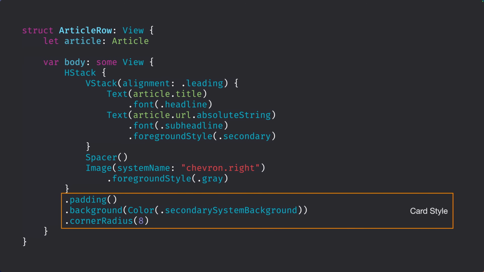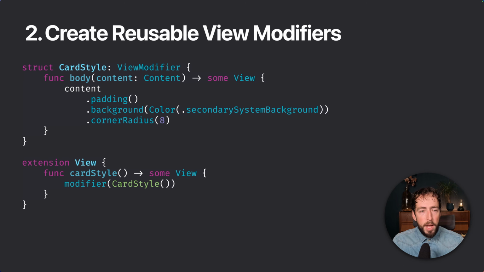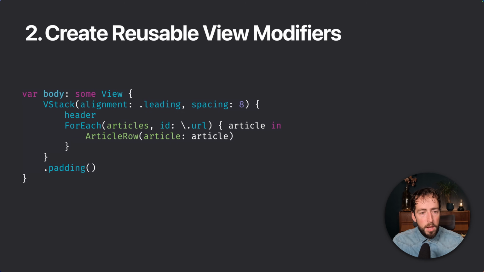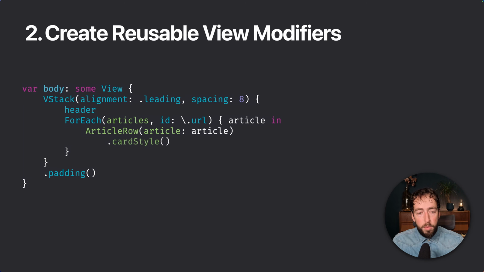Now, then we had this card style, right? We can extract that as well and make it more reusable throughout our app. You can do that by creating a view modifier. This is a pretty common pattern and actually also how many of the default modifiers in SwiftUI work. In our code, we basically have to now add the card style, and we remove the code from the article row already.